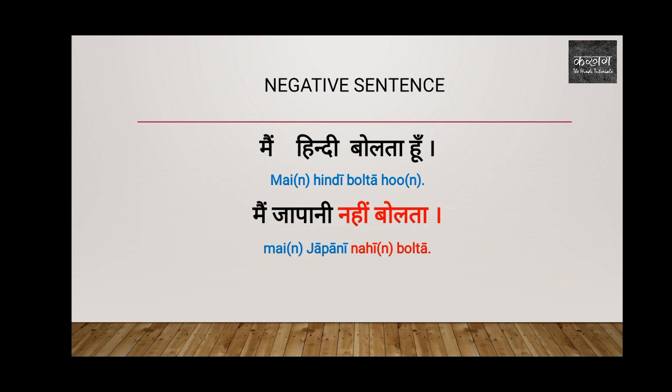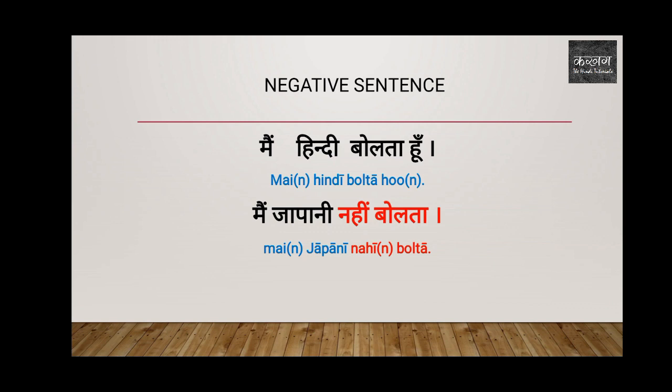Here we can see two sentences. मैं हिंदी बोलता हूँ. I speak Hindi. मैं जापानी नहीं बोलता. I do not speak Japanese.